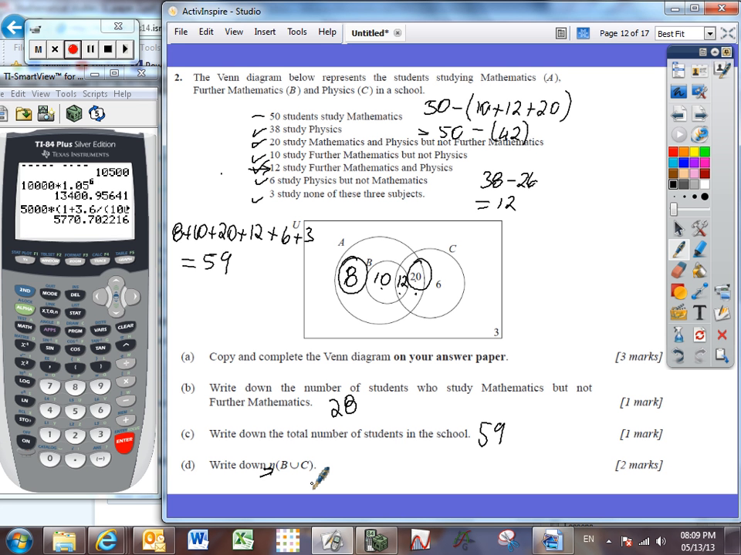B union C would be everything that is inside B or C. So here's B, and here's C. So what numbers have I just covered? That's going to be 10 plus 12 plus 20 plus 6, and that gives me a total of 48. And I now remember, yes, that is the right question. It was B union C, a total of 48 people. Another way you could have done this is realizing that there's a total of 59, and we want everybody except for these 8 plus 3, these 11. 59 minus 11 is another way of getting 48.